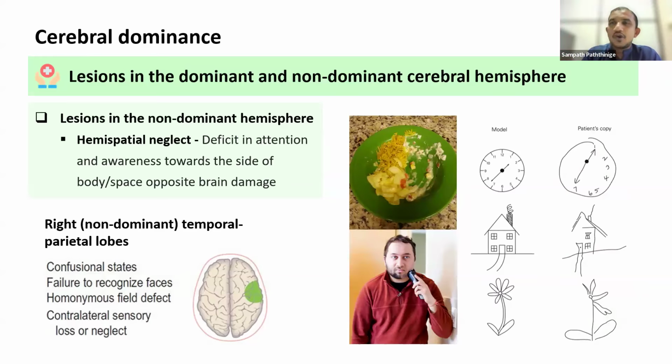Sometimes you see that they ignore one whole half of the world, right? So if we ask to draw a clock, they will draw one side. And in extreme cases, they might even neglect the personal hygiene of one side of the body, right? So you can see this person has only one part of the plate. The other side is ignored. So this is known as hemispatial neglect, which is a feature of damage to the non-dominant hemisphere, right? So that is about the cerebral dominance.